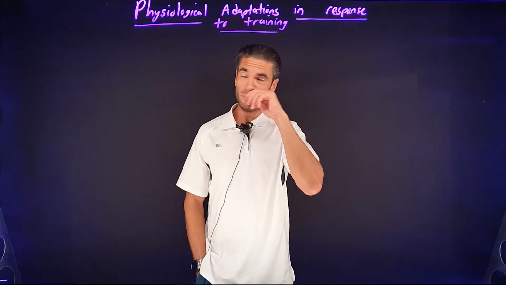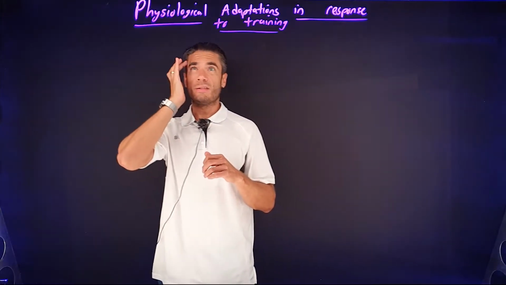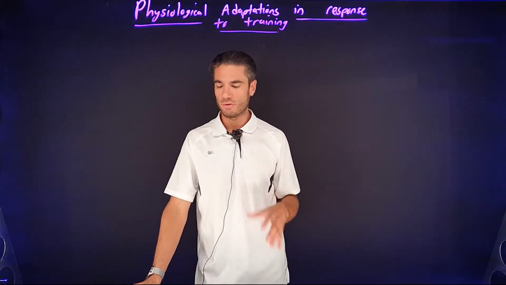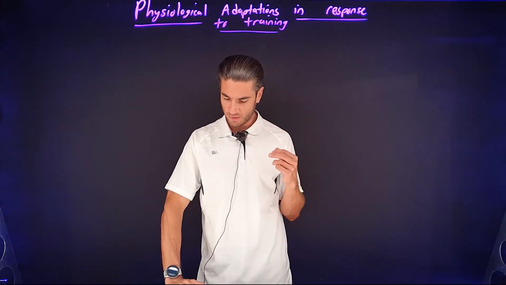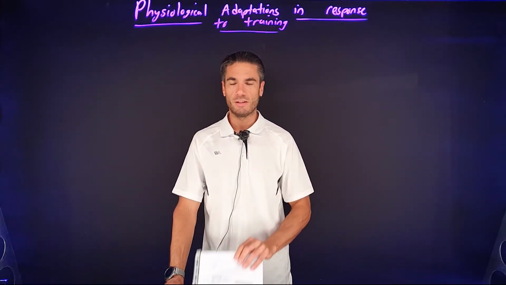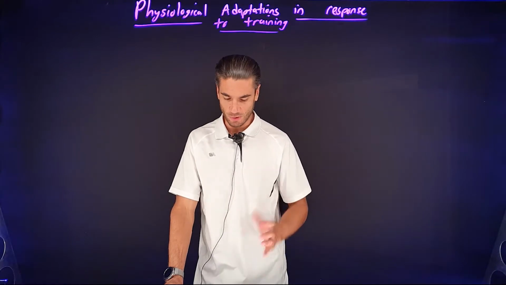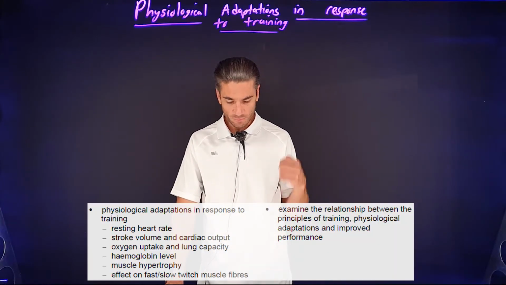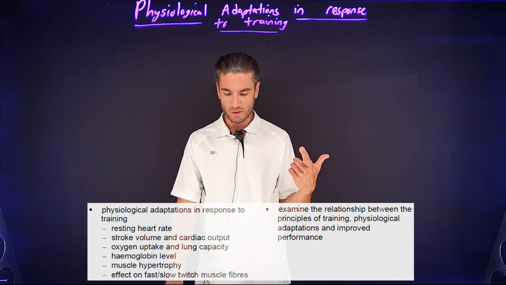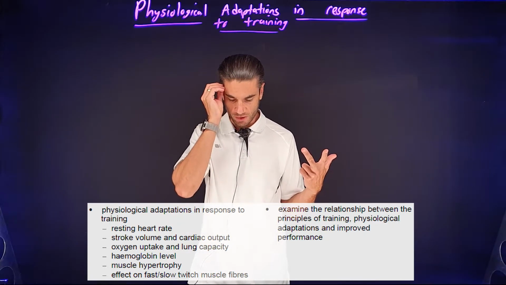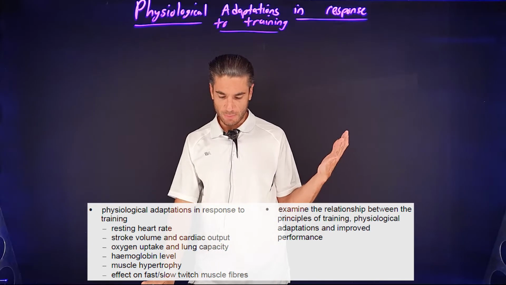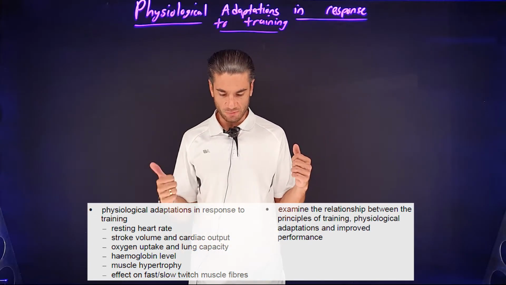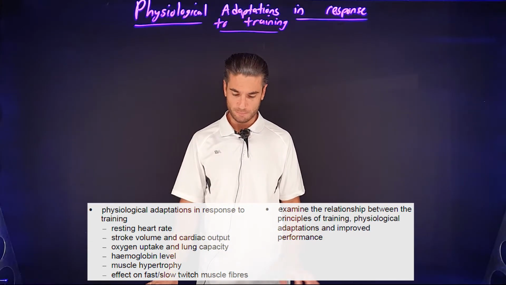Alright, and so in today's video for Core 2 PDHPE, we're looking at the physiological adaptations in response to training. So in your syllabus on the left-hand side, it says that there are 6 physiological adaptations you need to know, which are resting heart rate, stroke volume and cardiac output, oxygen uptake and lung capacity, hemoglobin levels, muscle hypertrophy, and the effect on fast and slow twitch muscle fibers.